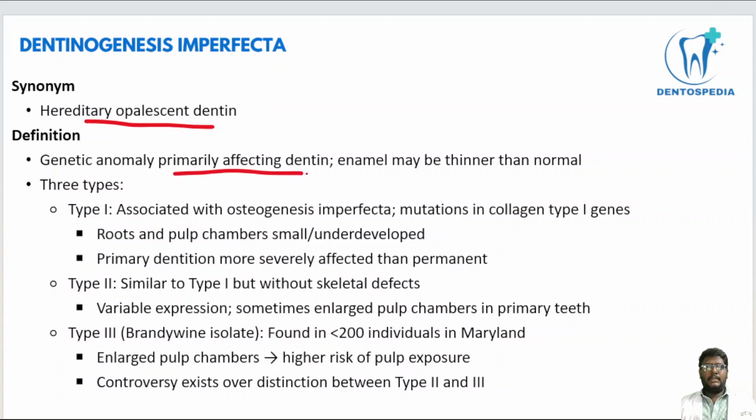This disorder mainly affects the dentin. Okay, and enamel may be thinner or normal in structure. And there are mainly 3 types: type 1, type 2, and type 3. And type 3 is also called Brandywine type.